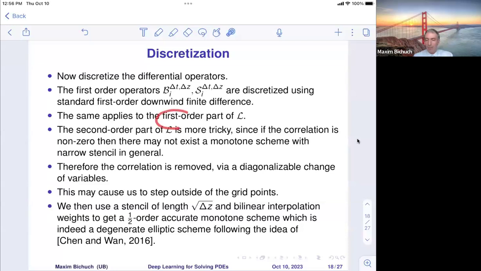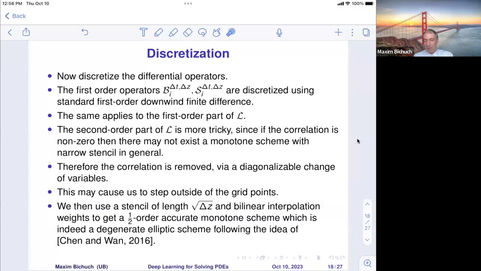Specifically, the first order part of L is again standard. There's no issue. There is really only an issue with the second order part of the operator. That's where the tricky part is. And specifically, it's the correlation. Somehow, not surprisingly, if you have non-zero correlation and you just naively discretize it, then you may, and very likely you will, lose the monotonicity of the scheme, and then basically all the proof that I presented so far is going to be ruined because you're not going to have convergence.